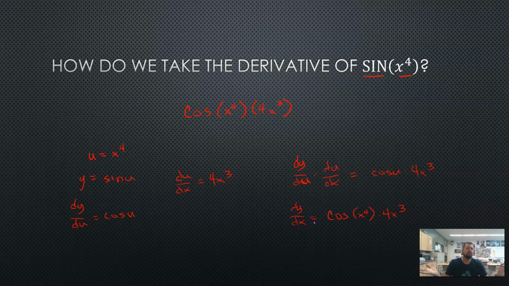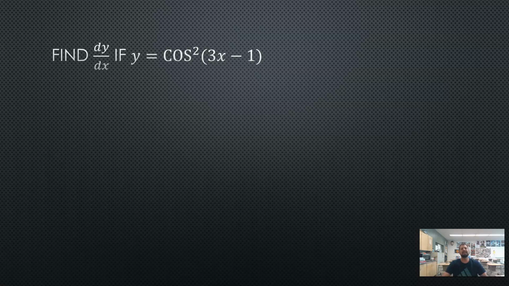Okay, so that's where it comes from. That's how we take the derivative of those. We just have to be careful when we look at them, because a lot of people, for example, when I see a problem like this one, notice, and this makes it more complicated, this is really cosine of 3x minus 1 all being squared.